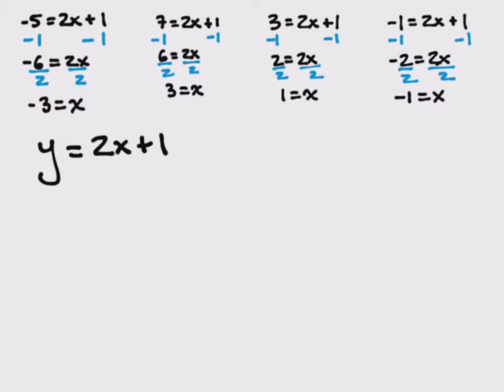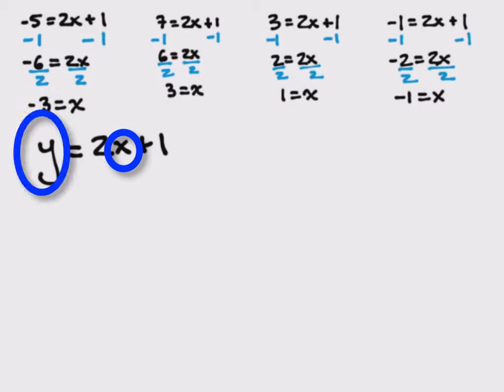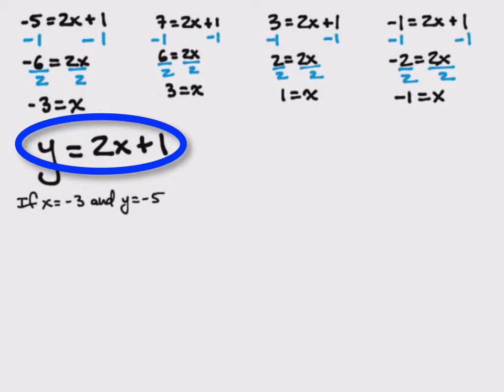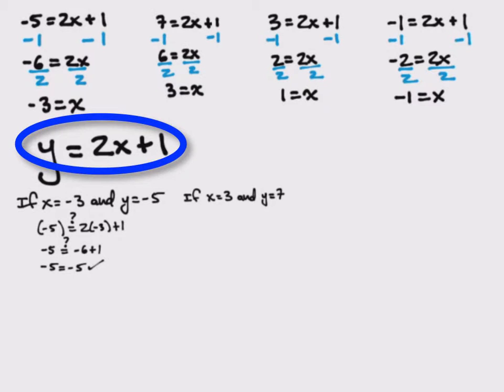So if we want to talk about solutions to this equation right here, we're going to have to give both x and y pairs that'll make it true. So for instance, if x were to equal negative 3 and y were to equal negative 5, I claim that statement would be made true. Or, if x equaled 3 and y equaled 7, I also claim that statement would be made true.